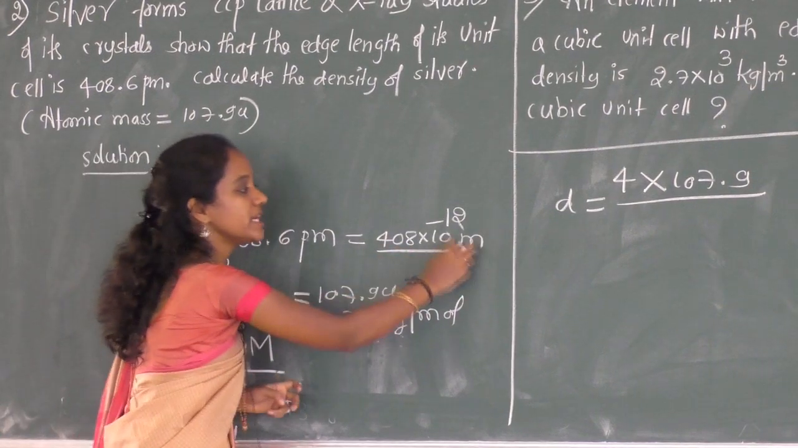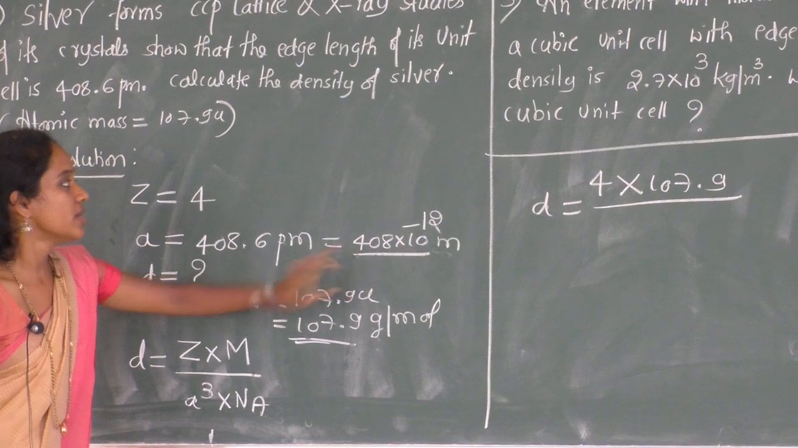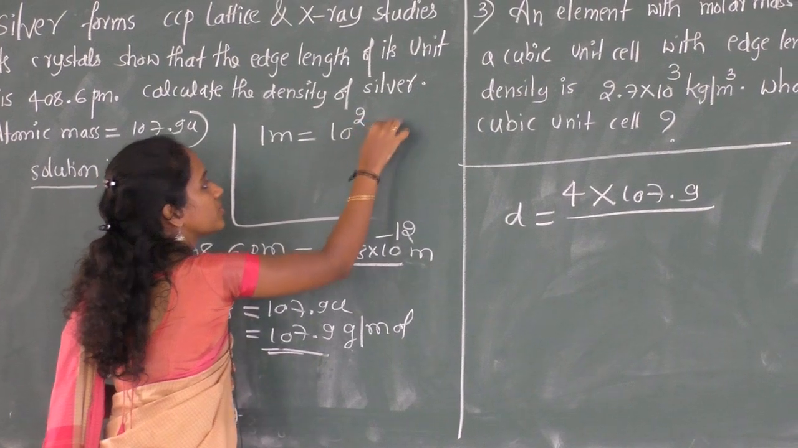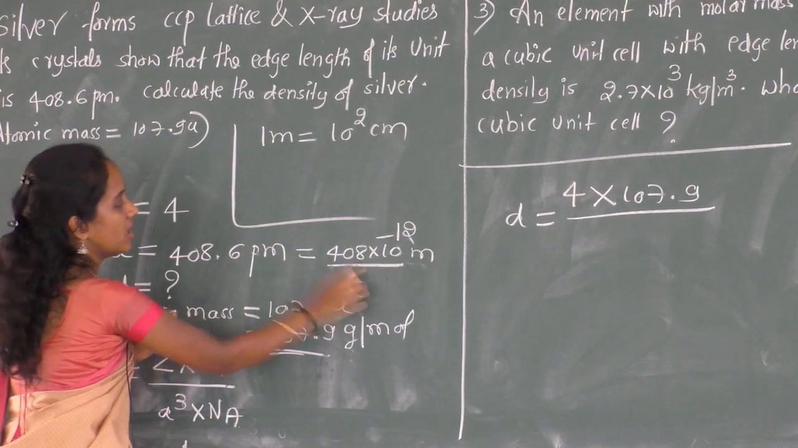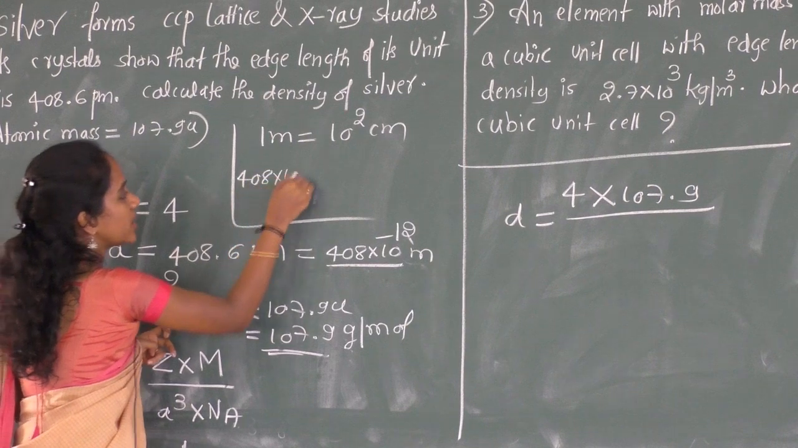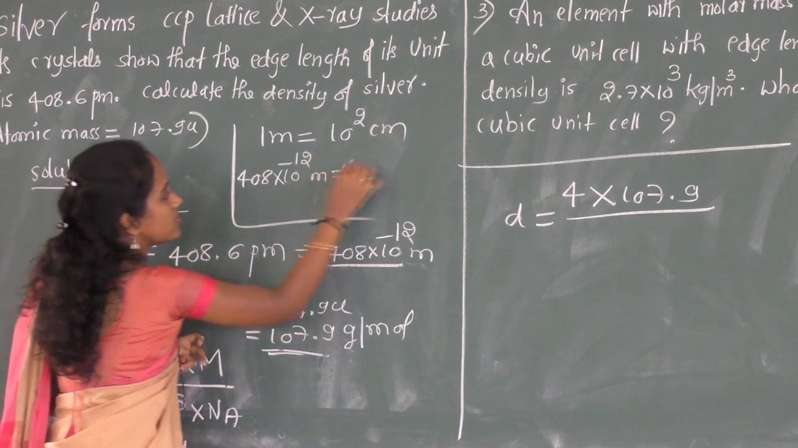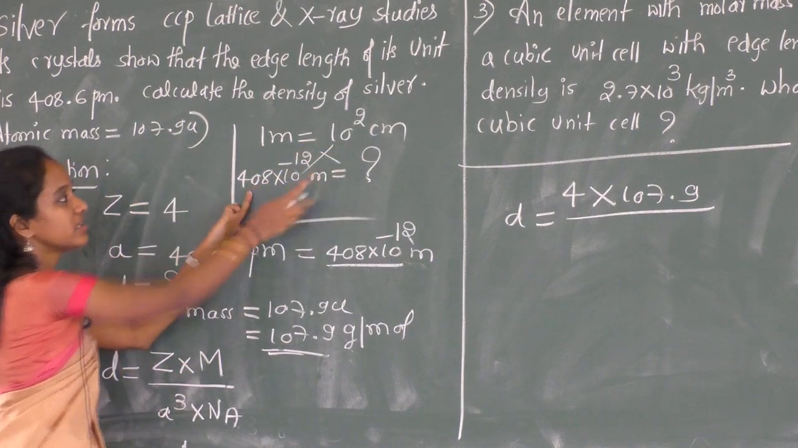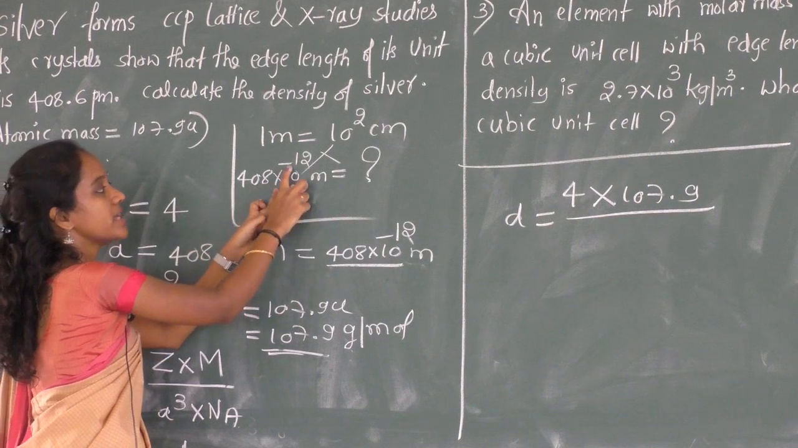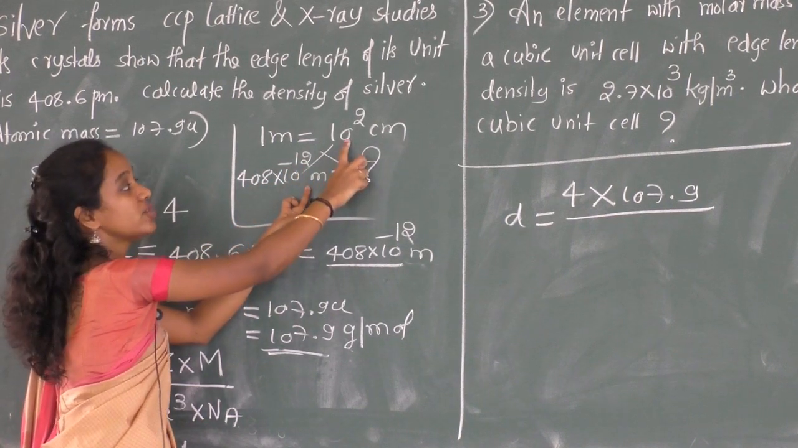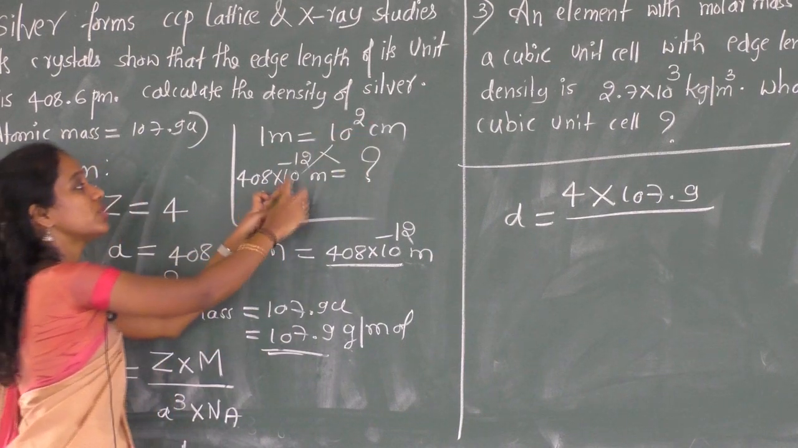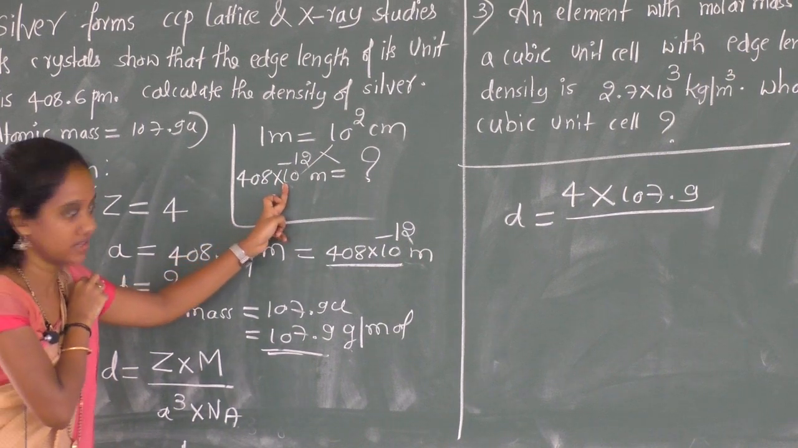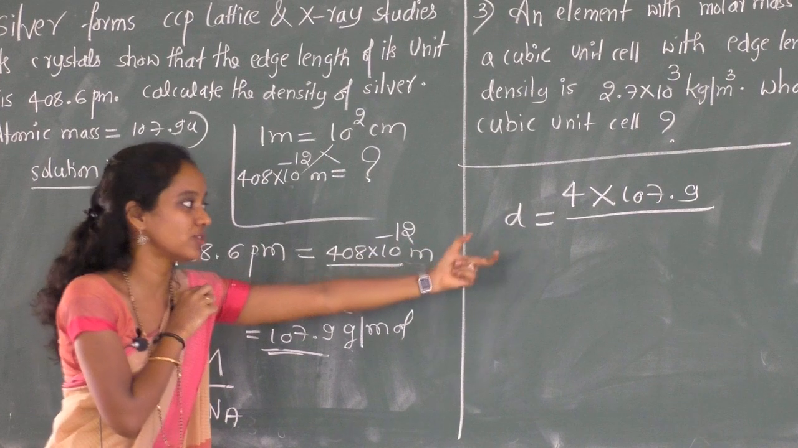I'll convert meter into centimeter. How to convert? We know that 1 meter is equal to 100 centimeter, 10 to the power 2 centimeter, right? So 408 into 10 to the power minus 12 meter is equal to how much? We can do the cross multiplication here. So you will get 408 into 10 to the power minus 12 multiplied by 10 to the power plus 2. What is the value? 10 to the power minus 12 into 10 to the power 2 is 10 to the power minus 10. So I'll directly write the value of a over there.